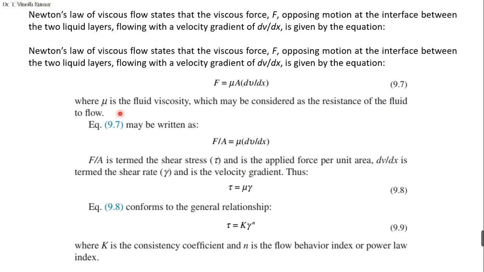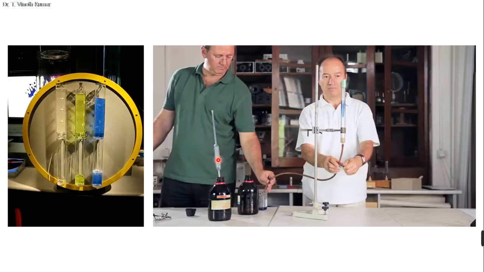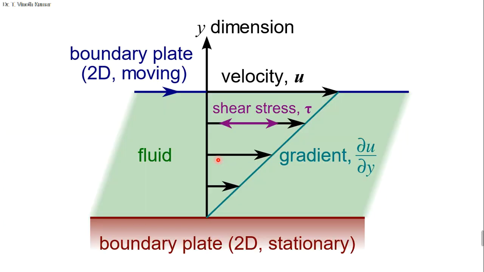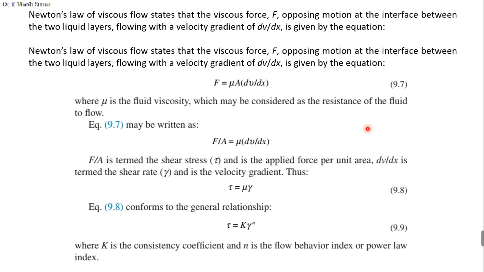This equation can be written as F divided by A. By mathematics, we can convert it: F divided by A is equal to mu into ∂V/∂X. And F divided by A is the term for shear stress. That means we already had an idea of what the shear stress is. The shear stress is tau, and the gradient is called ∂V/∂X.